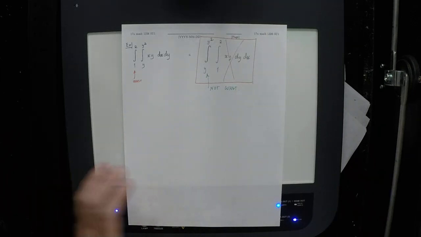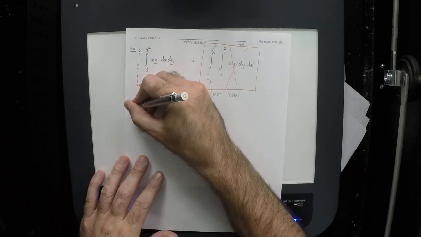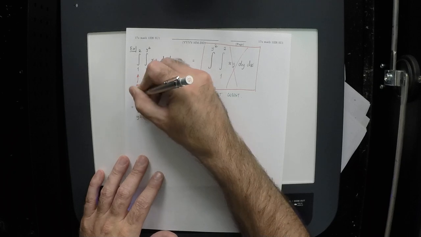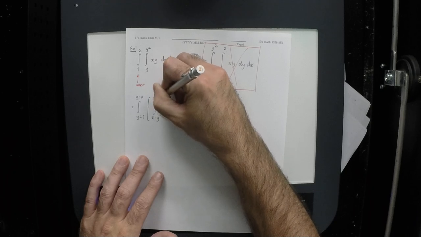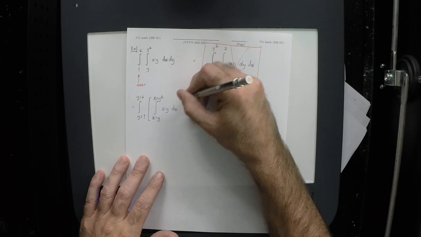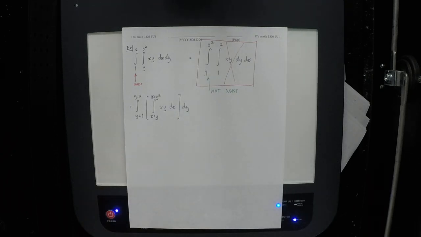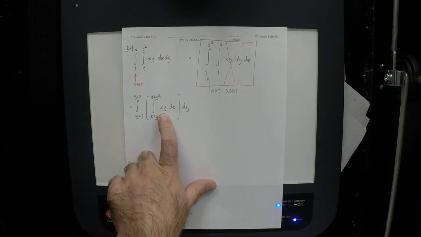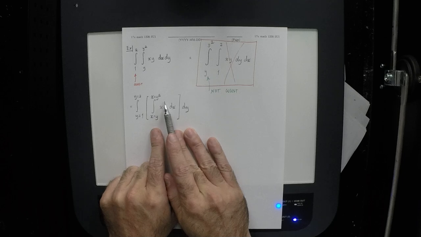So let's proceed with this one, which is fine. That would be the integral from y is 1 to y is 2, integral from x is y to x is y squared, xy dx dy. So what's the antiderivative of xy with respect to x? The y is just a constant. So what's the antiderivative of x? X squared over 2.